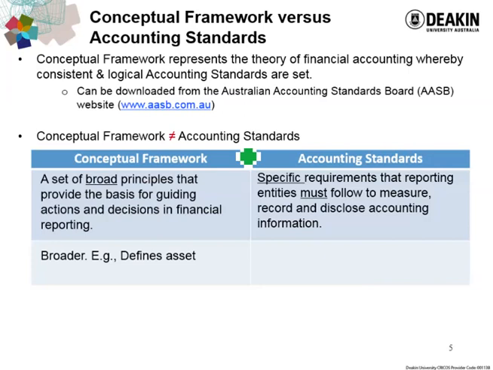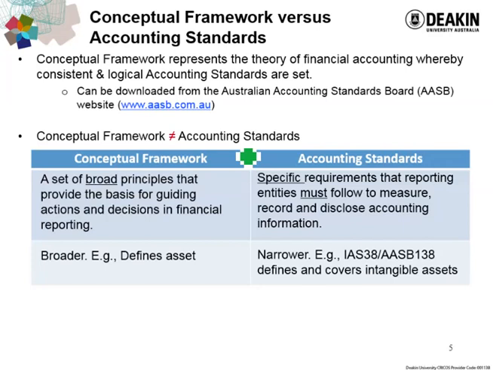The conceptual framework consists of principles at a broader level. For example, it defines asset as a whole. It does not deal with any specific type of asset. So in the conceptual framework, you cannot find anything about property, plant and equipment, inventory, or intangible assets, because it only deals with asset as a whole. However, accounting standards are actually much narrower. So different assets and liabilities are handled by different accounting standards. For instance, IAS 38 or AASB 138 prescribes the accounting treatment of intangible assets. And you find that we usually assign a specific number or code to each accounting standard that covers different accounting items.